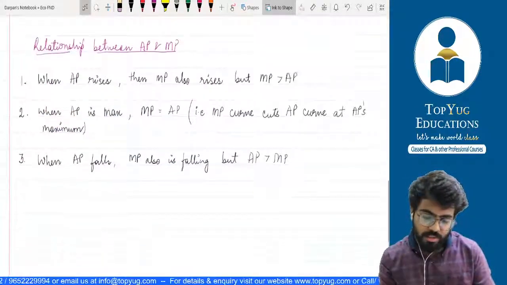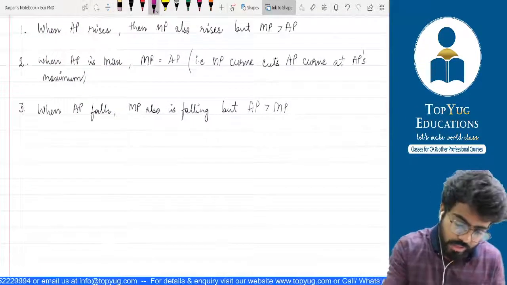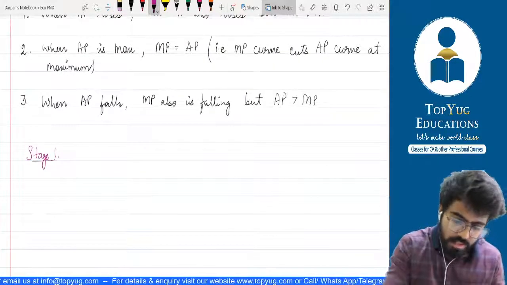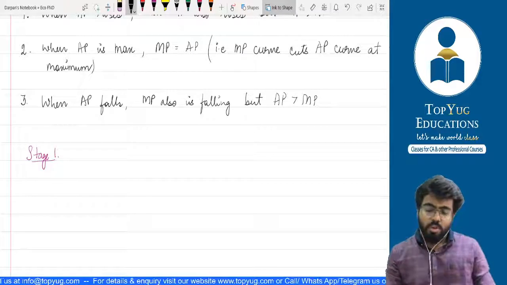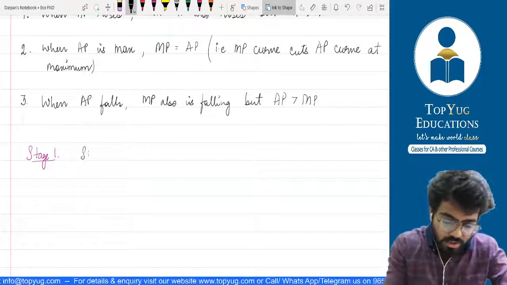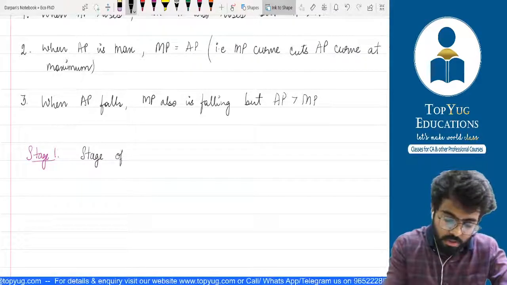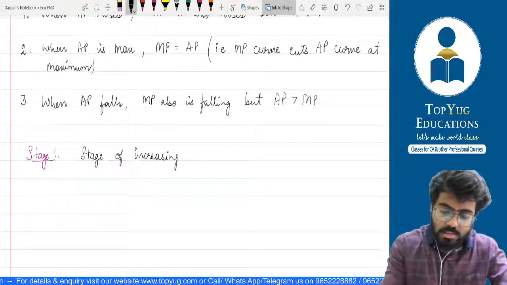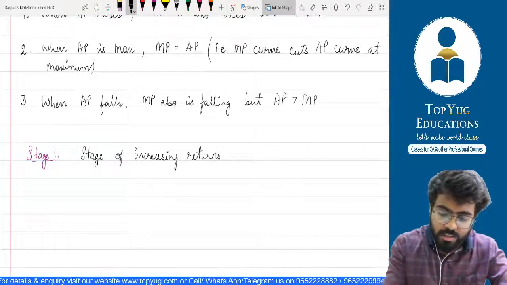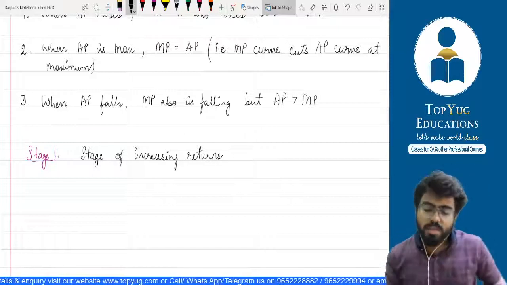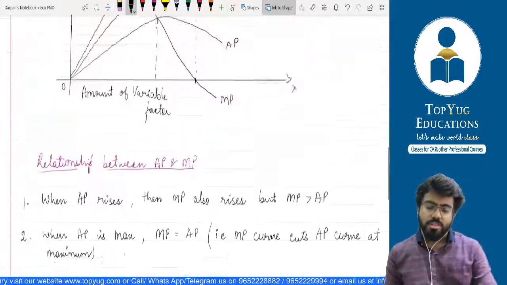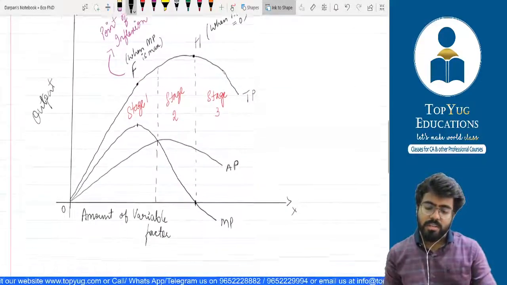Let's come to stage 1 first. So write down side heading stage 1. Stage 1. What is this stage called? This is called stage of increasing returns. Stage of increasing returns. Now, why is this called stage of increasing returns? Because what is happening in this stage? Come to stage 1. What is happening in this stage?